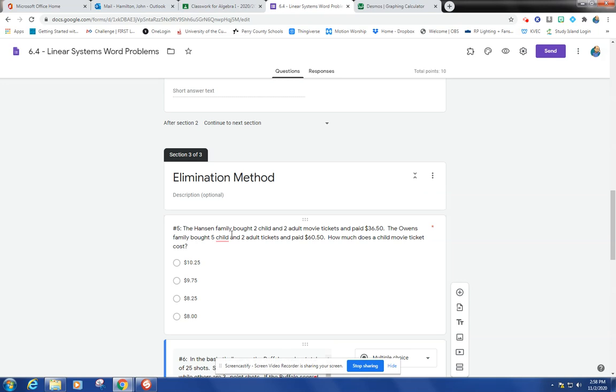So let's take each sentence again and try to make this into an equation. It says the Hanson family bought 2 child and 2 adult movie tickets and paid $36.50. So these are 2 different types of tickets, right? So we've got to think 2 variables, okay? We could use whatever variables you wanted to for a child and for an adult, but we know that we're going to add those 2 together, right? And it is going to equal this $36.50, which is the total that the Hanson family paid.